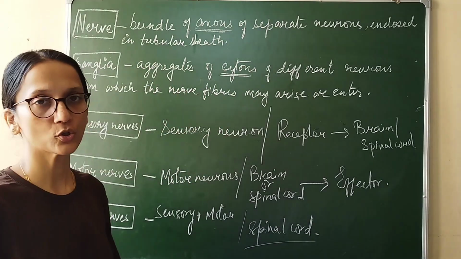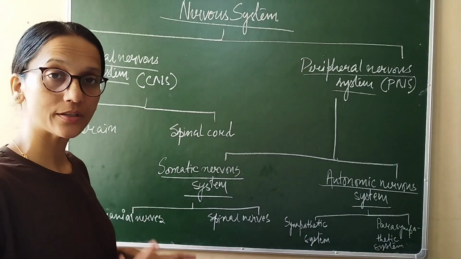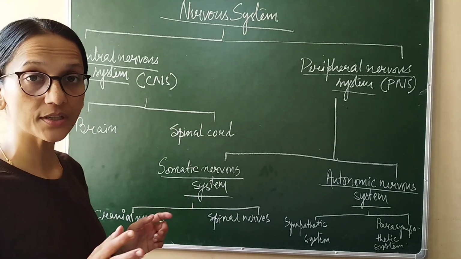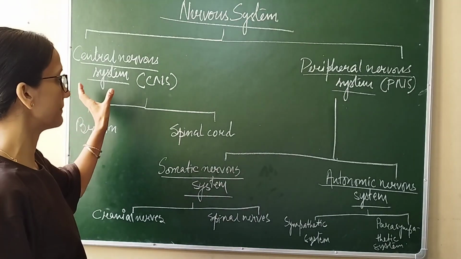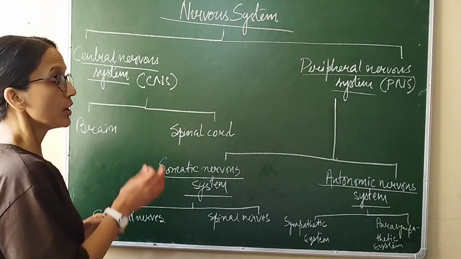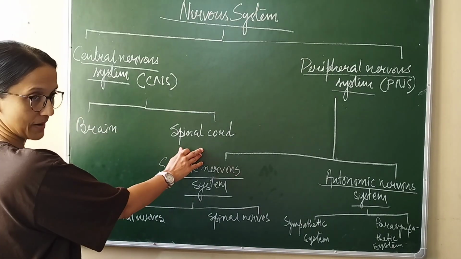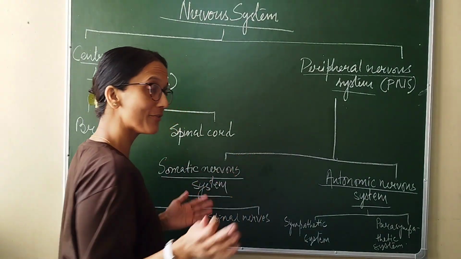In the spinal cord. Now let us discuss the actual division of the nervous system. Our nervous system is divided into two main parts. One is the central nervous system, which is made up of the brain and the spinal cord. The second is the peripheral nervous system.